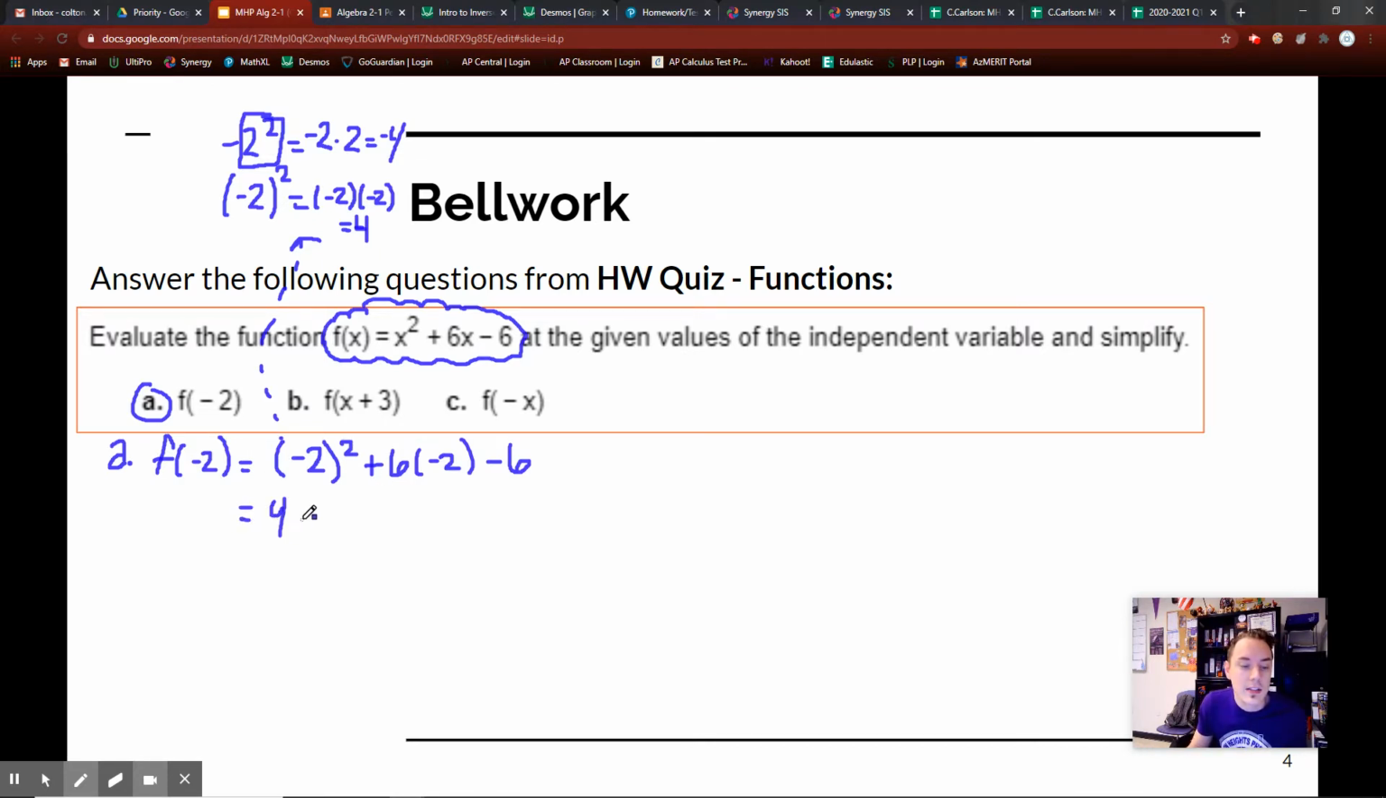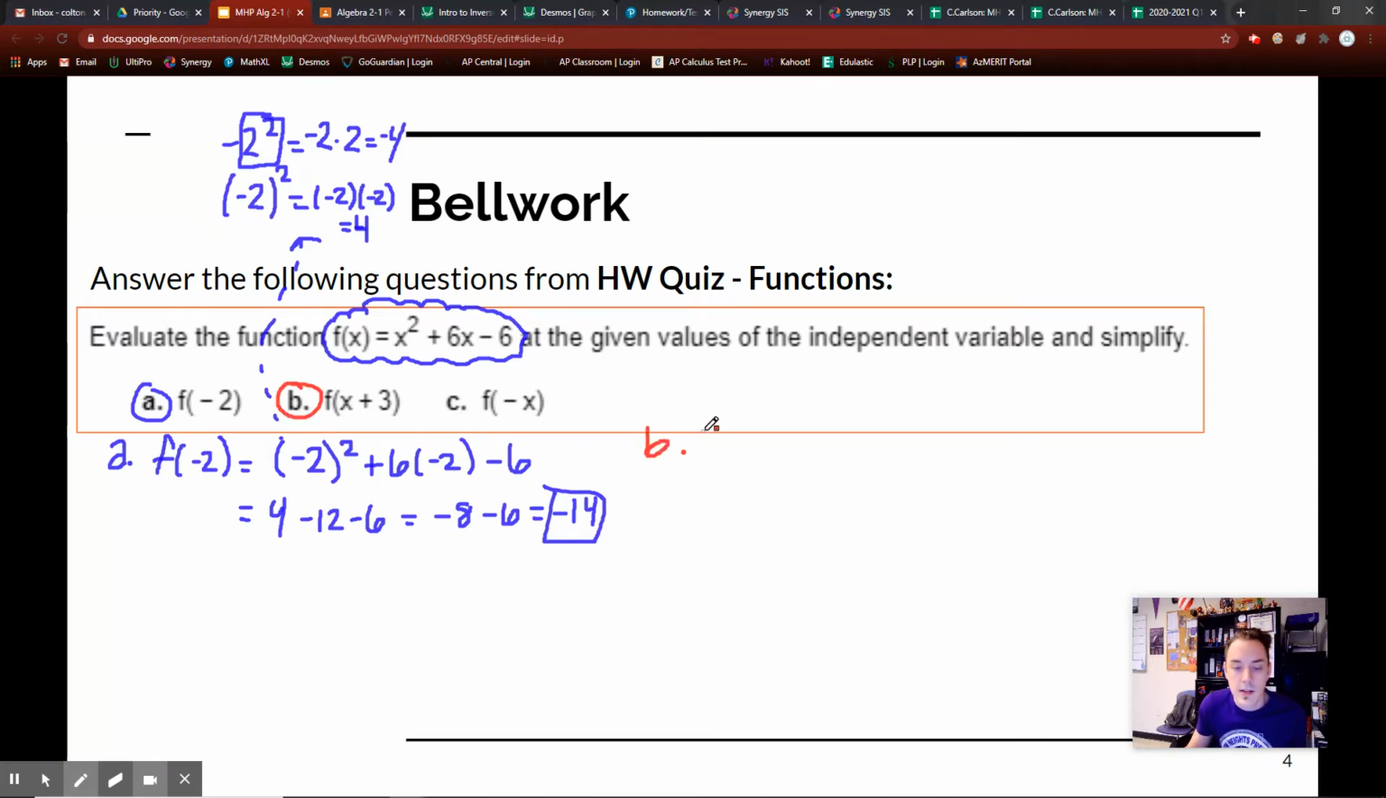Okay, so this is positive 4 minus 12 minus 6, which equals a negative 8, and then minus 6, which equals a negative 14. Okay, let's go to B.